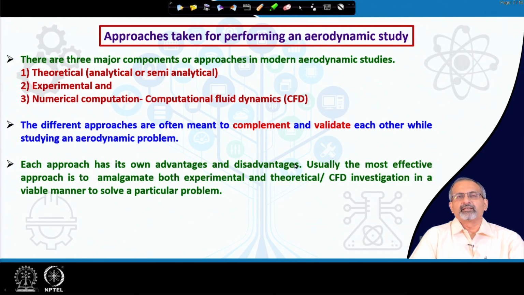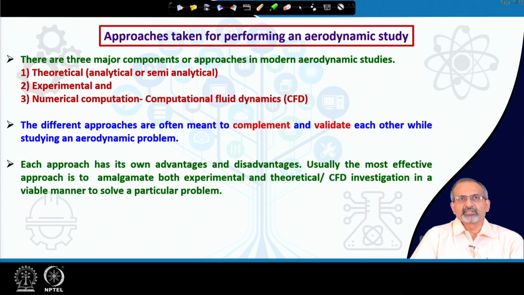Let us briefly look at the approaches that we take for performing an aerodynamic study. We see on top the first point saying that there are three major components or approaches that are taken in modern aerodynamic studies. Number one, theoretical, which includes analytical and semi-analytical means. Number two is experimental, where we make use of wind tunnels and other experimental facilities. And number three, numerical computation, which in modern day parlance is called computational fluid dynamics or computational aerodynamics.